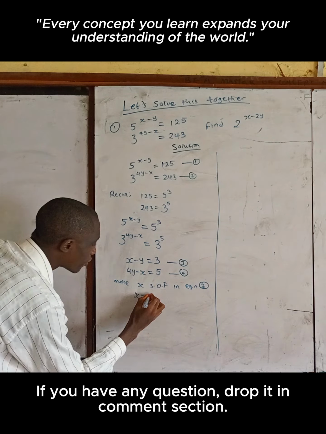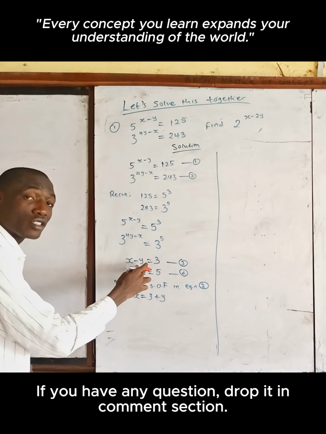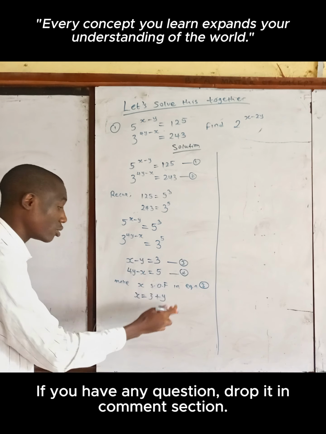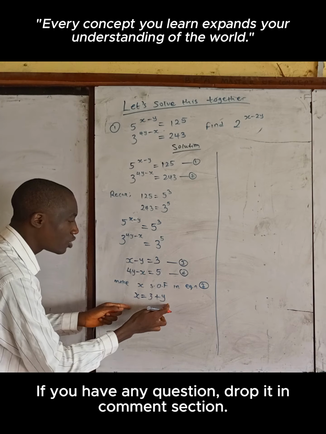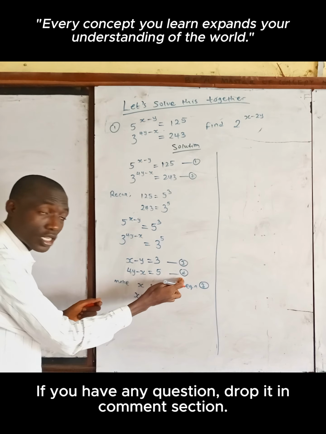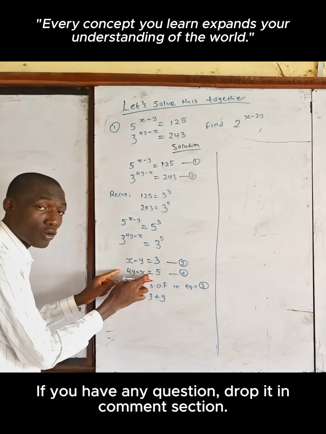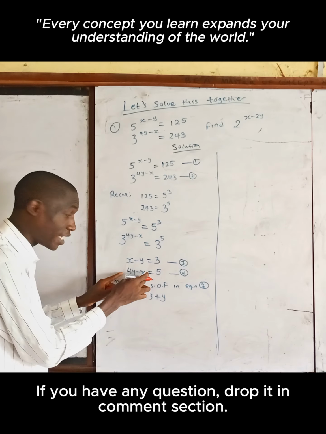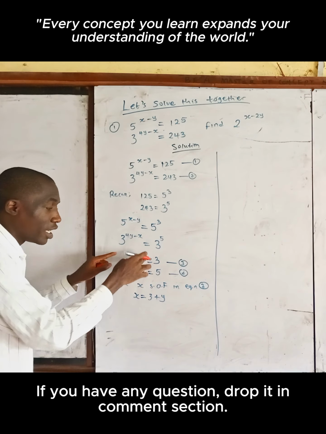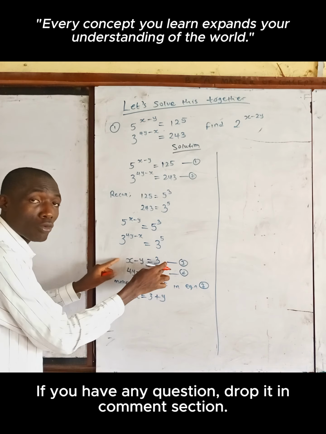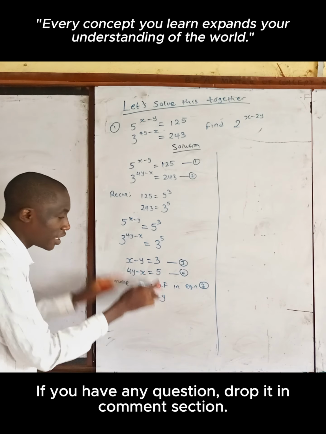I will just move this. We have 3 plus y. This minus, the moment it crosses the equation, is going to give us positive y. Then I will now substitute this into my other equation. If this is where I'm making my x subject of formula, immediately I make x subject of formula here, I'm going to substitute the value into the other one.